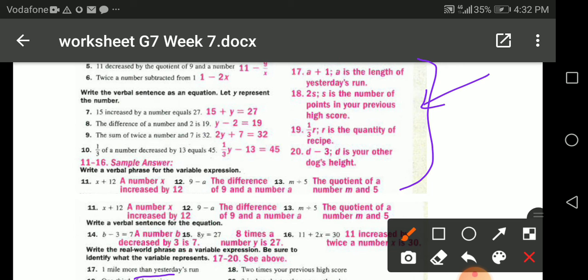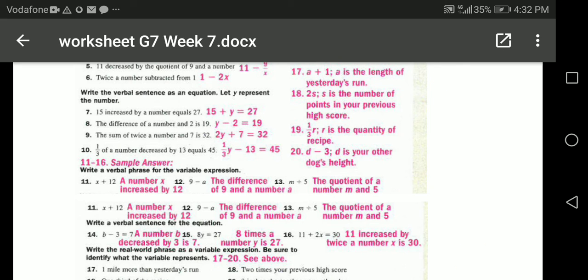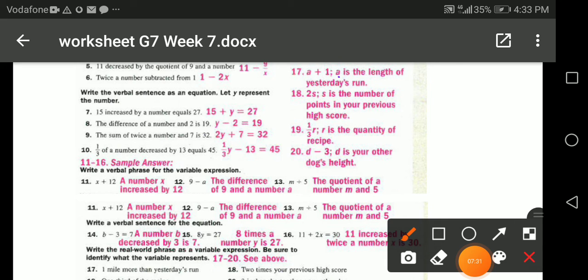So 1 mile here, just 1. Plus what? More than means plus yesterday's run. So plus a, in which a is the length of yesterday's run. So we assume that a is the length of yesterday's run. So it's 1 plus a, where I don't know the variable a here.